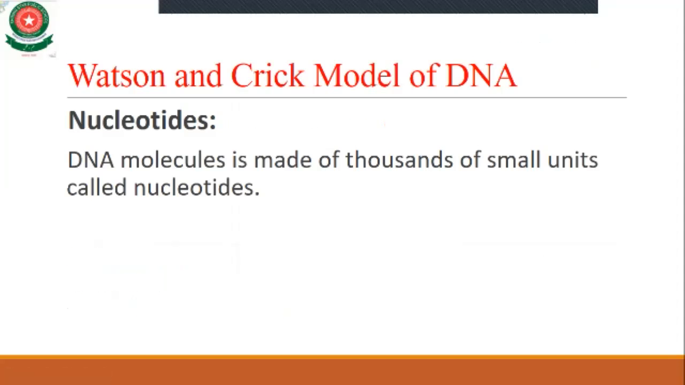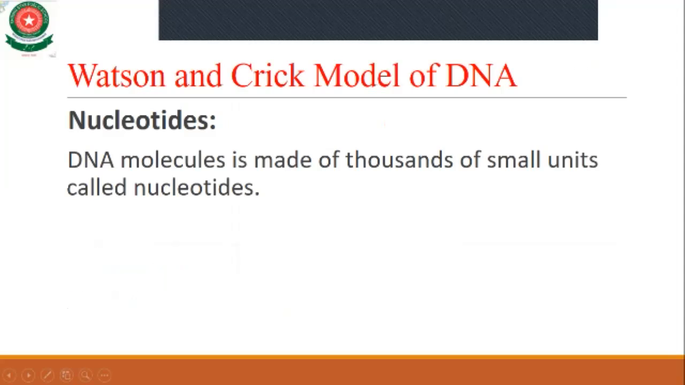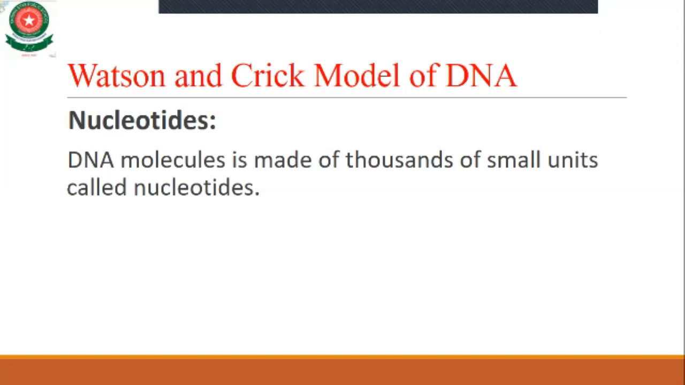Now we move towards the nucleotide and the Watson and Crick model of DNA. First of all, we discuss the nucleotides. A DNA molecule is made up of thousands of small units named nucleotides.